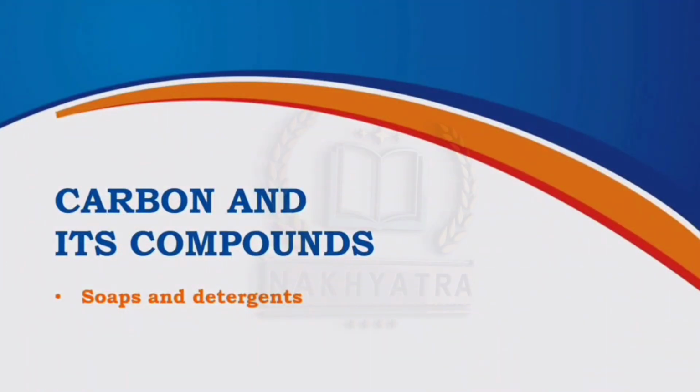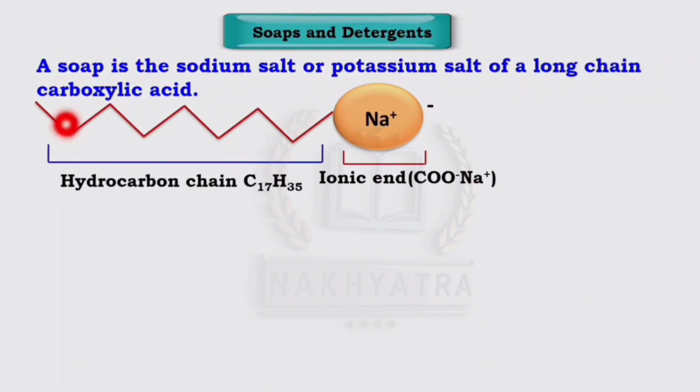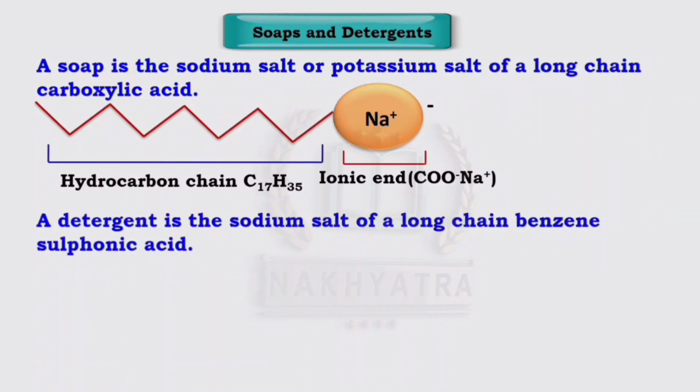So our last topic is soaps and detergents. Now see the definition of soap. A soap is the sodium salt or potassium salt of a long chain carboxylic acid. Now see the structure. This part is the hydrocarbon chain containing 17 carbon atoms and 35 hydrogen atoms. And this is the ionic end. So the formula is COO minus Na plus. Next is the definition of detergent. A detergent is the sodium salt of a long chain benzene sulfonic acid.